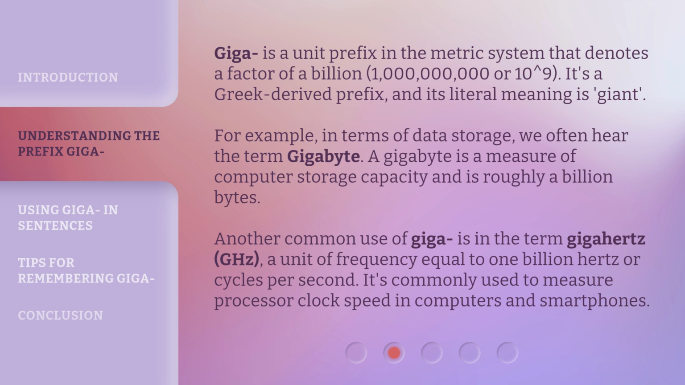Another common use of giga is in the term gigahertz, GHz, a unit of frequency equal to 1 billion hertz or cycles per second. It's commonly used to measure processor clock speed in computers and smartphones.